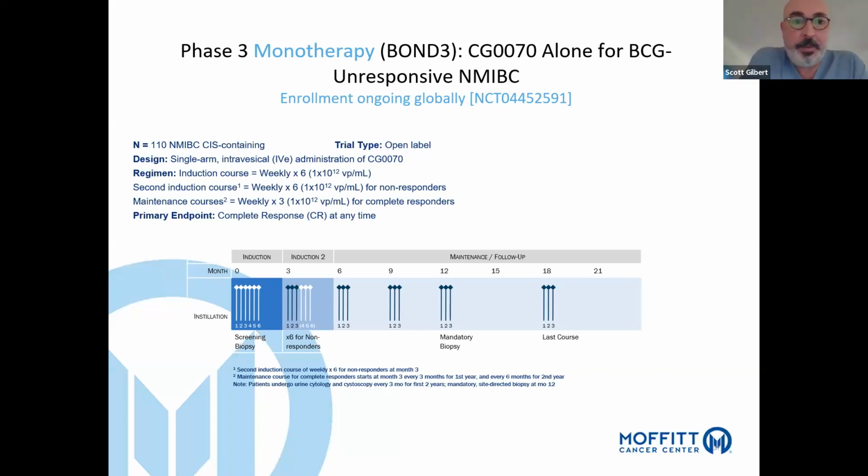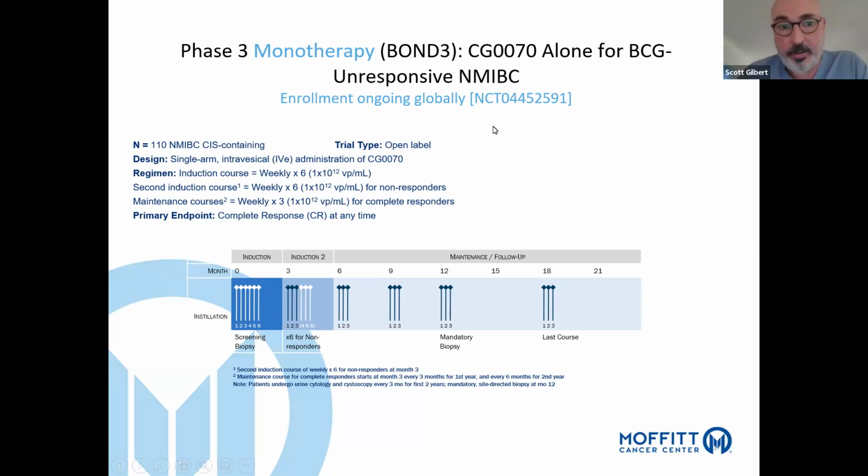This is probably going to be the more important and more definitive study. It's a monotherapy phase 3 trial of CG0070 given alone for BCG unresponsive disease. Important callouts in the study design are that this is a purer population in terms of definition of BCG unresponsive disease. It's monotherapy given intravesically with a different type of immunotherapy in the form of an oncolytic virus.